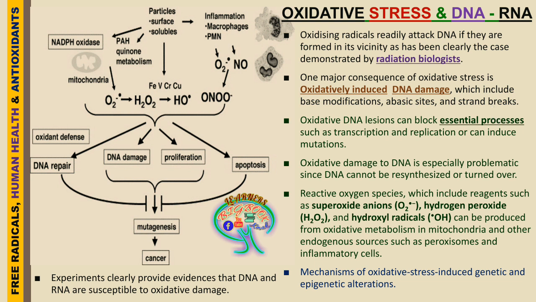Oxidative damage lesions can block essential processes such as transcription and replication, or can induce mutations. Now here it is a very important point, where after oxidative damage within the DNA, essential processes, that is transcription and replication, can slow down, and it can lead to induced mutations. So it is an aberrant condition, where if transcription or replication is not taking place within the cell, it can lead to an aberrant condition. So it is the mutation induced by oxidative stress or the oxidative free radicals.